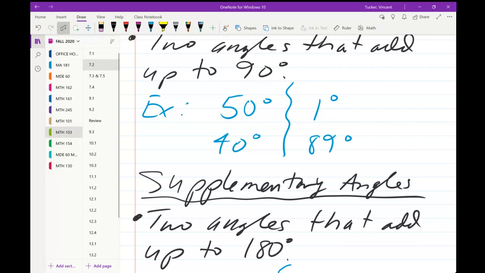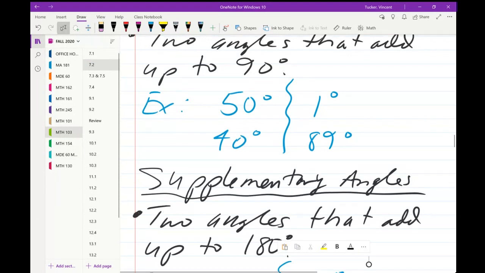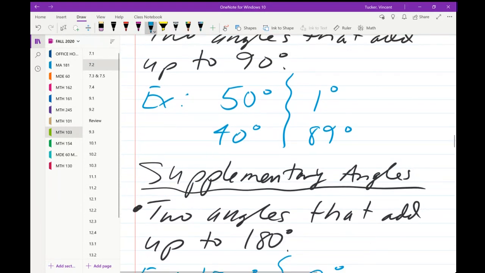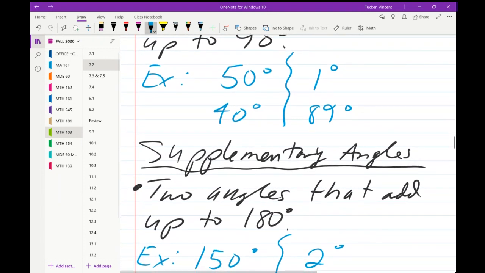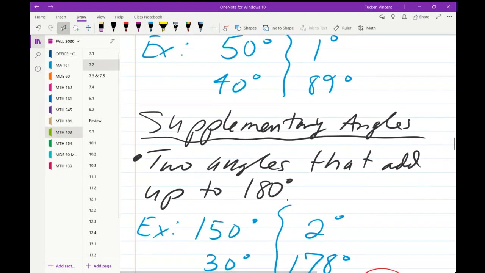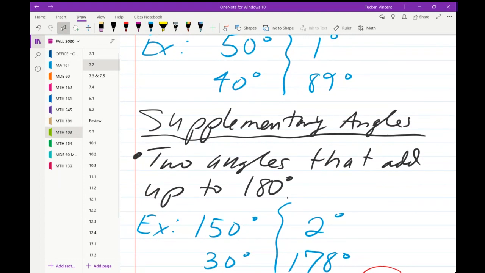Supplementary angles, two angles that add up to give you 180 degrees. So just a couple examples of that, 150 and 30 degrees, 2 and 178.